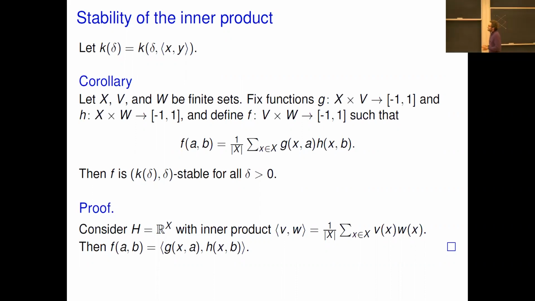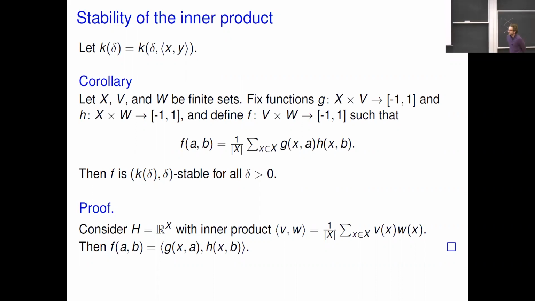So again, now these are stable functions where the k of delta depends only on delta, and does not depend on the finite sets, the size of the finite sets, the functions you started with or whatever. So you can just generate stable functions this way. And it's the same proof, it's just a different Hilbert space. So this is now just the finite dimensional Hilbert space with this normalized inner product. And once again, that's all it is.